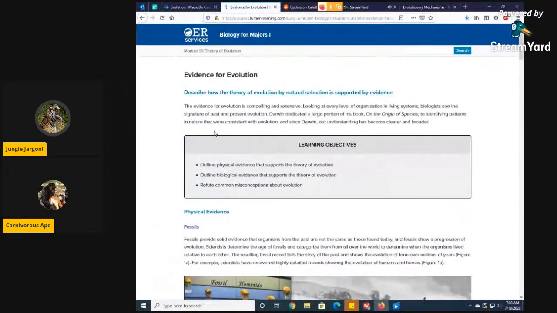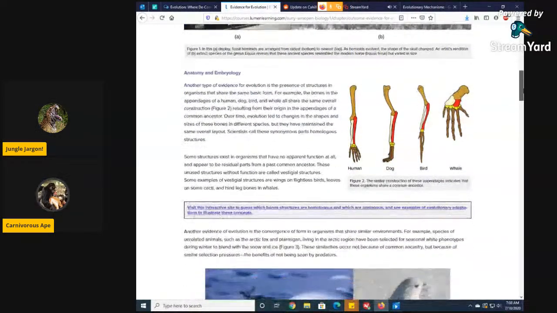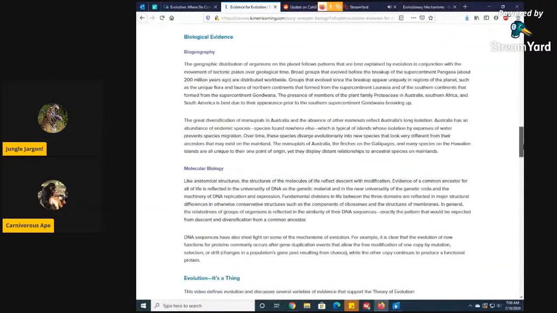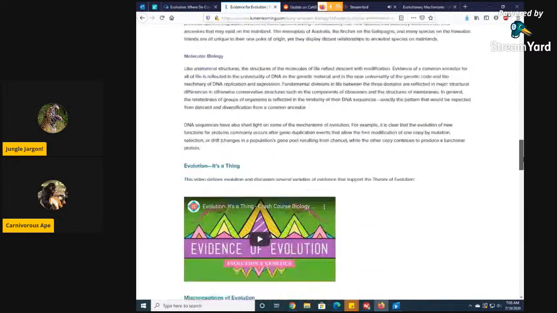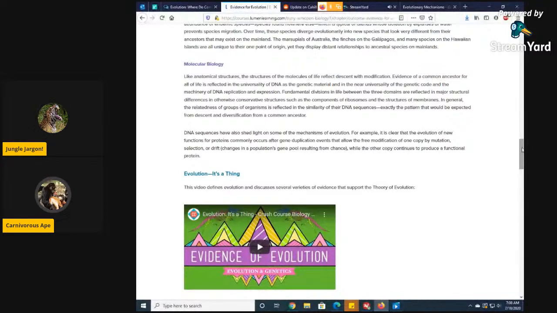Okay, so we've got extensive and compelling evidence. Now see if we can get into this. Physical evidence is fossils. Anatomy and embryology. Biogeography, meaning different animals in different places. Molecular biology, which is the fact that everything has different instructions to be different things.